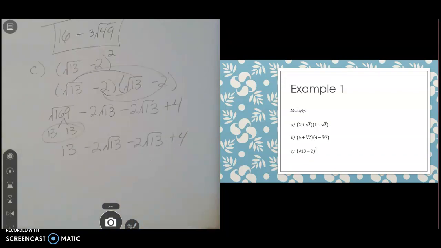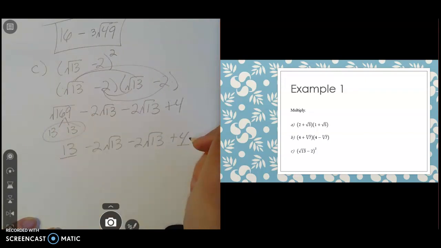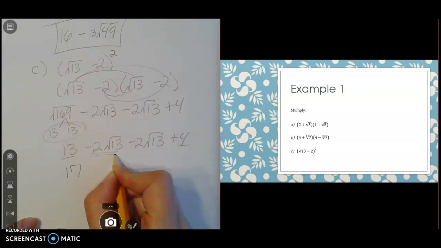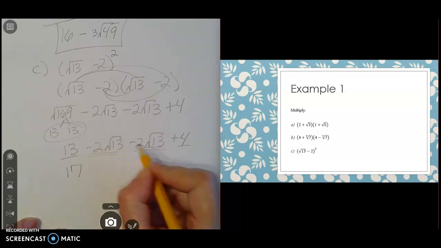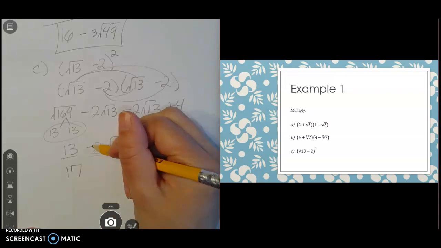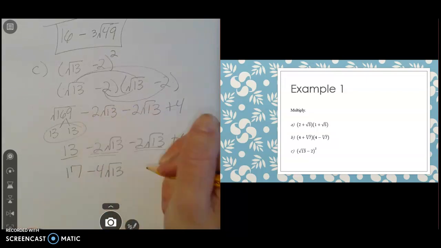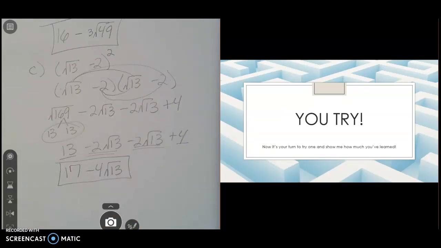Next up, let's combine some like terms. We've got 13 plus 4, which would be 17. And we've got this negative 2 square root of 13 minus 2 square root of 13. Those both are the square root of 13, so they are like terms. Negative 2 minus 2 would be negative 4, and the radical would stay the same. It would still be the square root of 13. So there's our complete answer for number 1. Now it's your turn. You get to try one and show me how much you've learned.